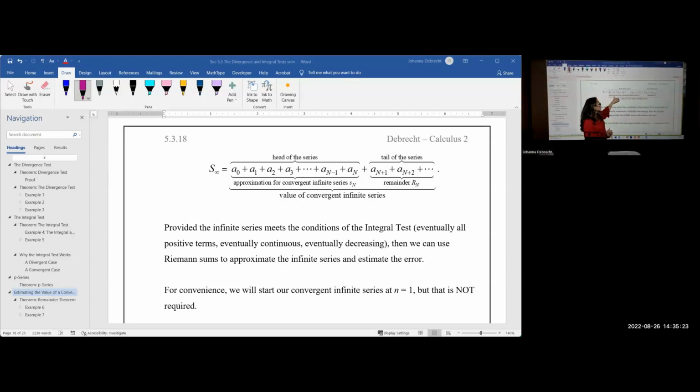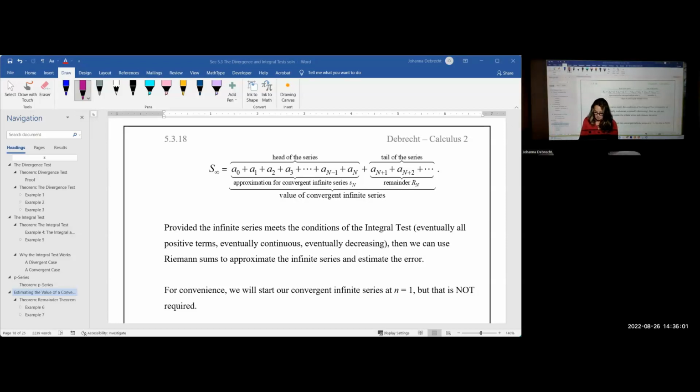So we're going to use the head as our approximation, and that makes the tail from uppercase n plus 1 to infinity the remainder, or the error. This is the part we didn't include in the approximation. It's the tail of the series. Now, provided that the infinite series meets the conditions of the integral test, eventually all positive terms, eventually continuous, eventually decreasing, then we can use Riemann sums to approximate the infinite series and estimate this error r sub uppercase n.